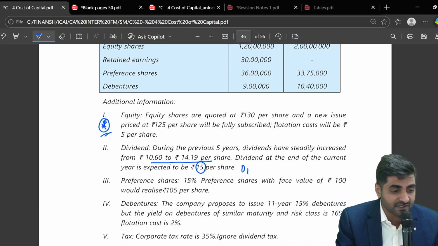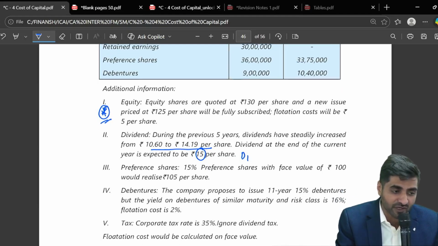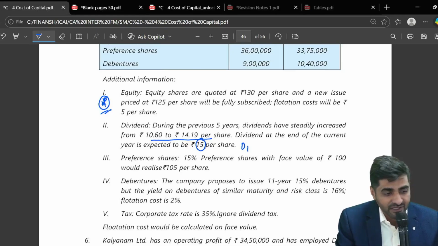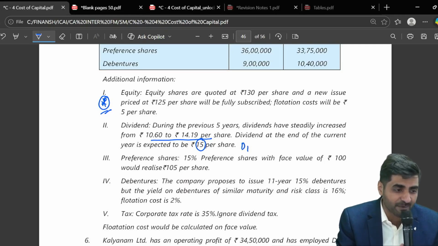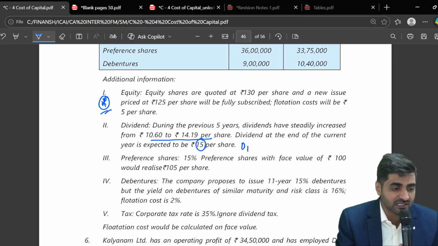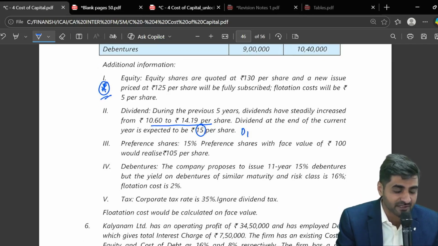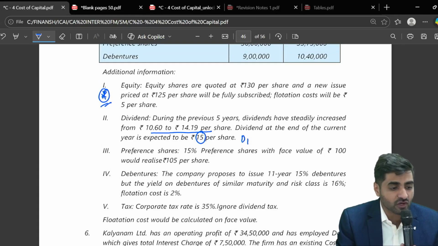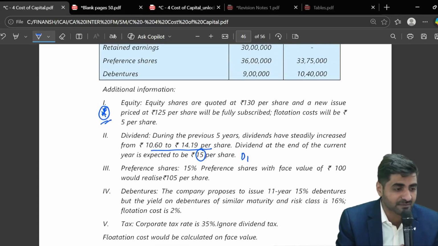Preference shares, 15% preference shares with the face value of 100 would realize 105. And debenture, the company proposes to issue 11-year 15% debentures, but the yield on debentures of similar maturity and risk class is 16%. Flotation cost is 2%. Corporate tax is given to you as 35%. Ignore dividend tax. Flotation cost would be calculated on face value. This is specifically told to you.